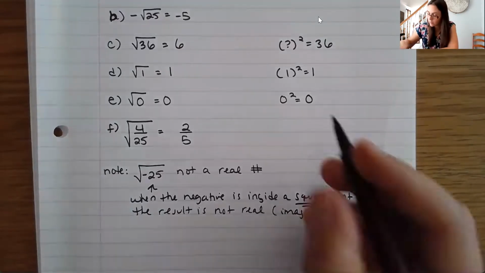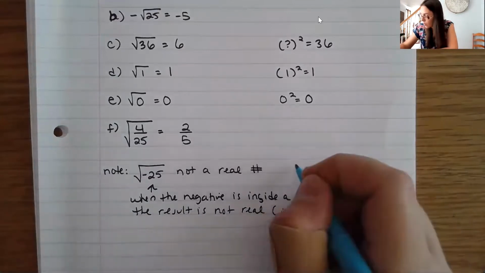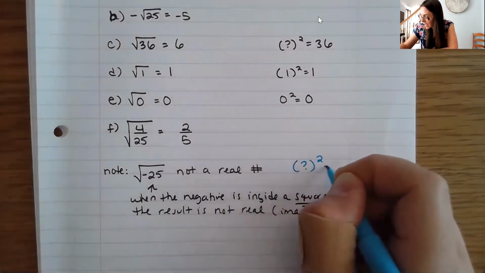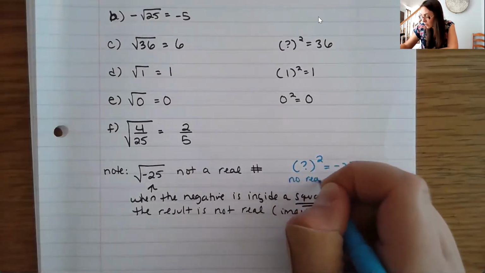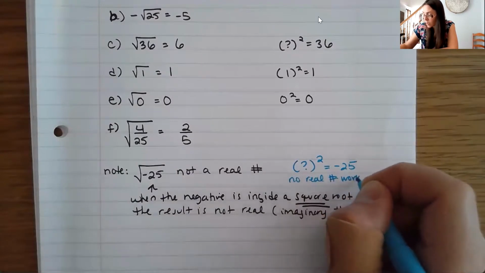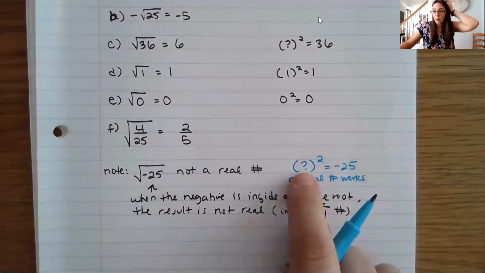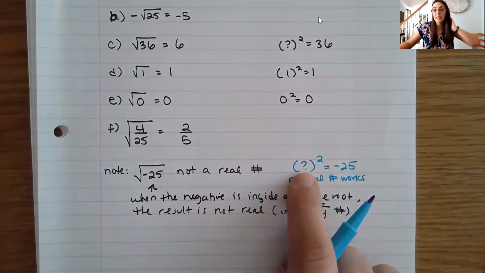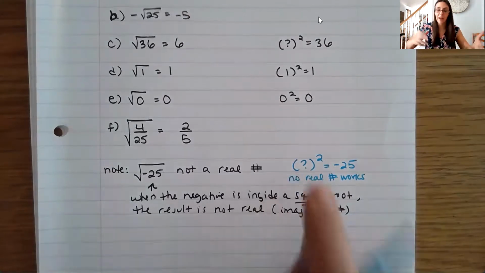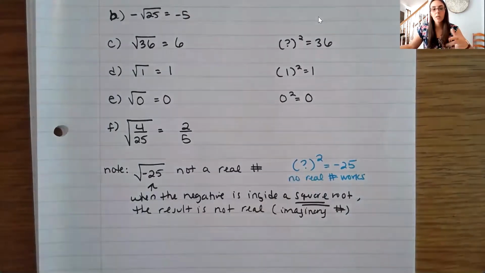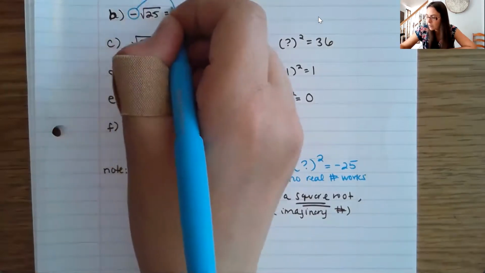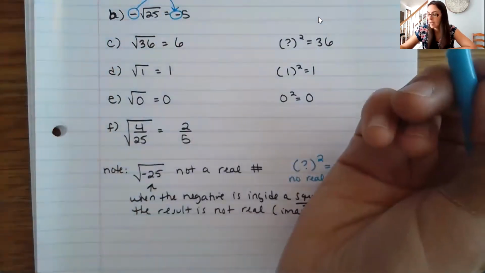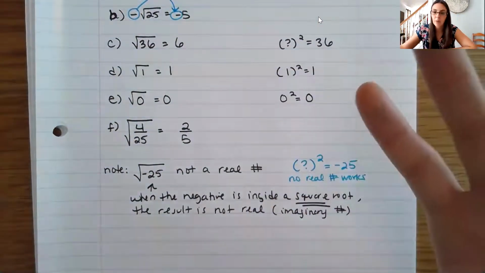And that's because if you think about it, you would ask yourself, well, what number squared equals -25? And no real number works, right? If I do 5 squared, that's positive 25. If I do -5 squared, it's still positive 25, because -5 times -5 is still a positive. So I just want to make a little note here that a negative on the outside is fine, because it can basically just come and get attached to your final answer. But a negative inside the root can't happen for real numbers.